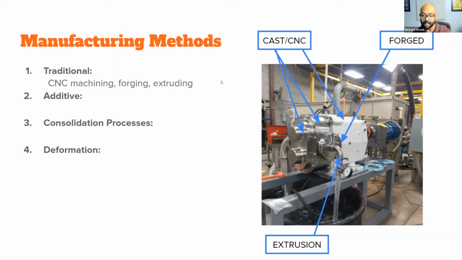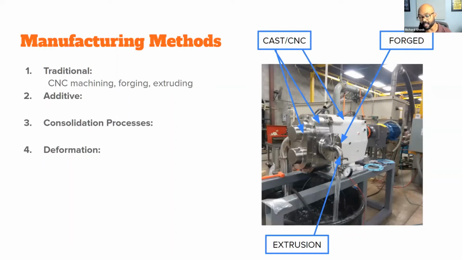I wanted to highlight here on the right-hand side a pump that we've developed custom for the tomato industry. It incorporates a lot of different manufacturing processes. I highlighted that there are some castings involved, some forgings involved with the fittings that we use, and the tubing there is actually an extrusion process.